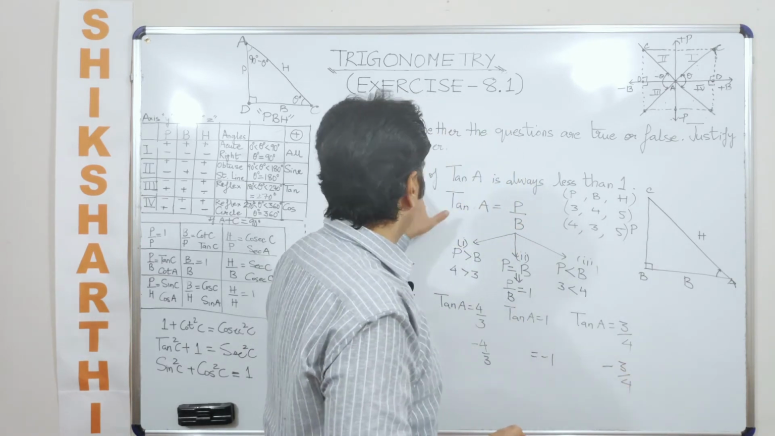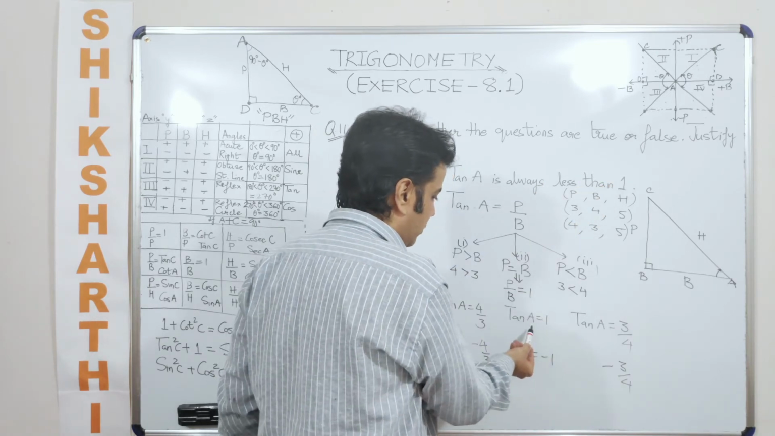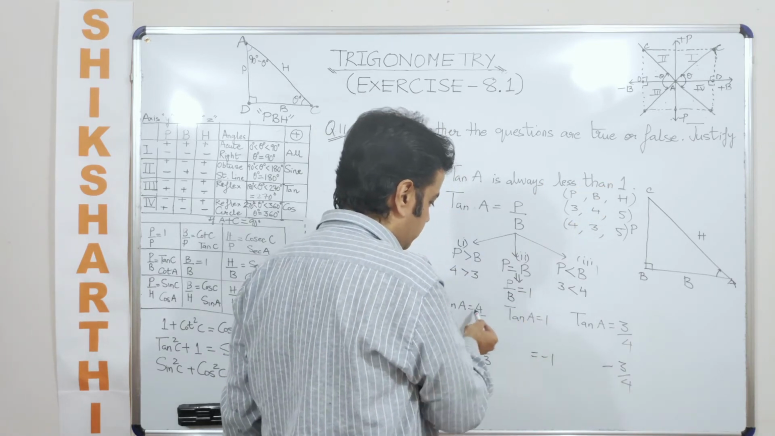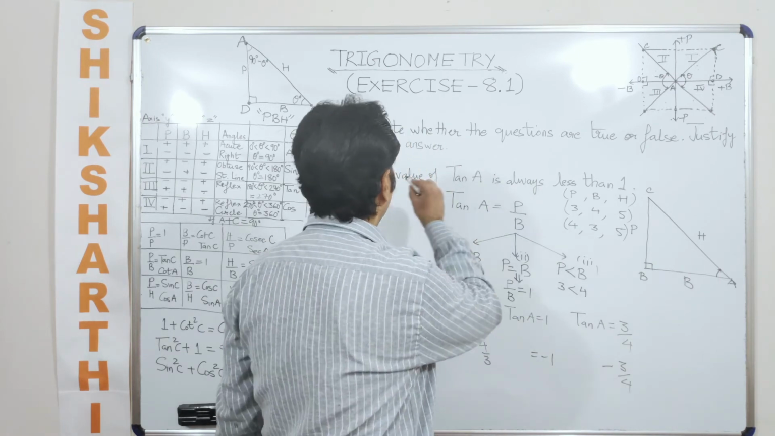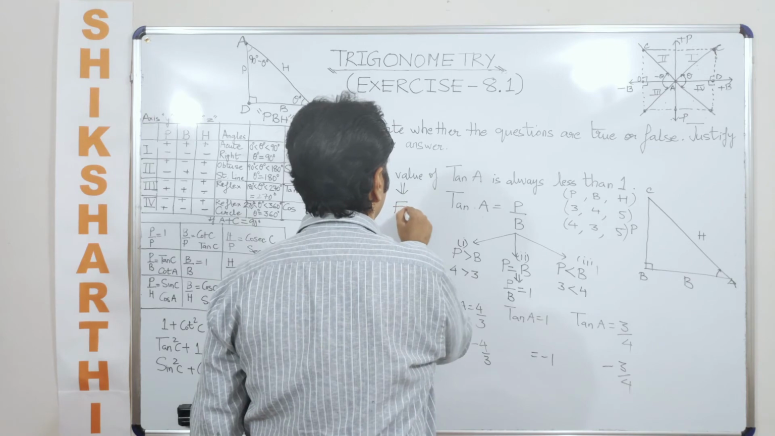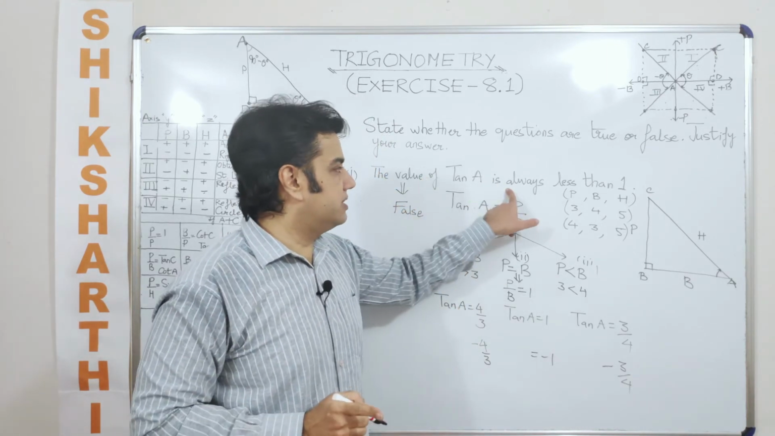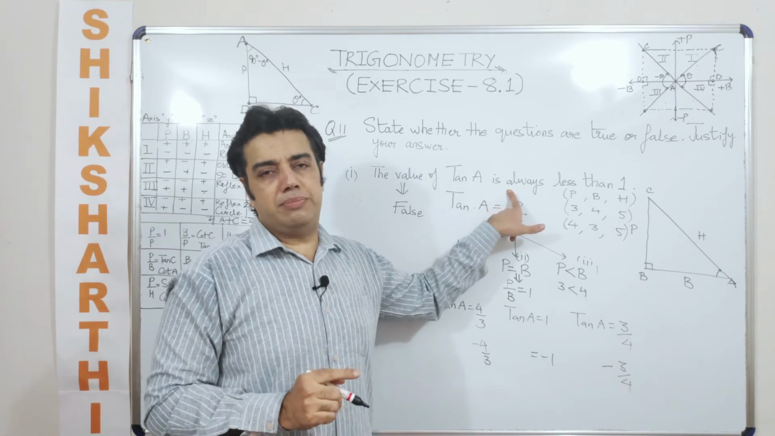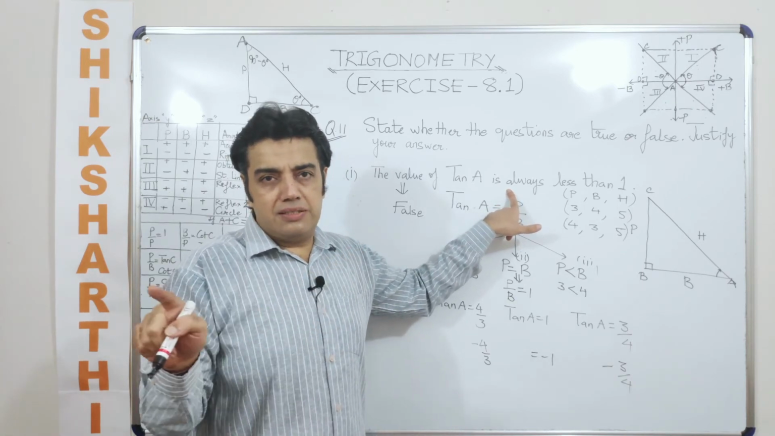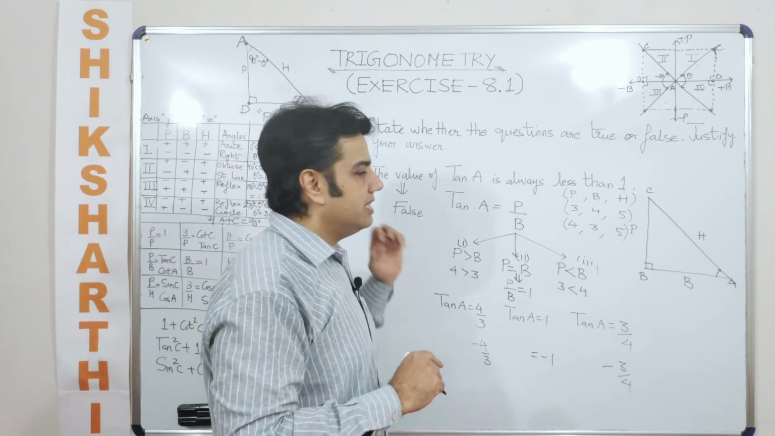Now this says the value of tan A is always less than 1. Less than 1? No, you have a value which is greater than 1 also, which is 4 by 3. So is this statement correct? No, you will say this is false. You get one value which does not satisfy this statement, so the statement has to be written as false. Correct? Let's move on to the second subpart.